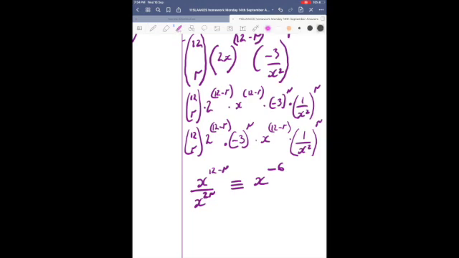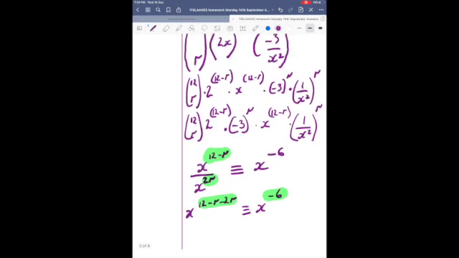We should get very quickly that for x to the 12 minus r divided by x to the 2r, we subtract the indices. So you should have x to the 12 minus r minus 2r, and that has to be identical to x to the minus 6. Can you see that the exponents here and here have got to match? That leads us to a simple equation to solve: 12 minus 3r equals negative 6.